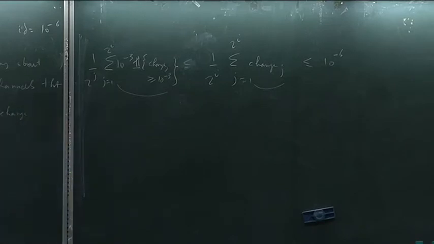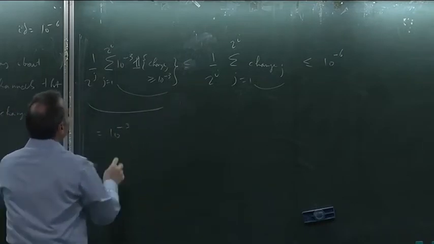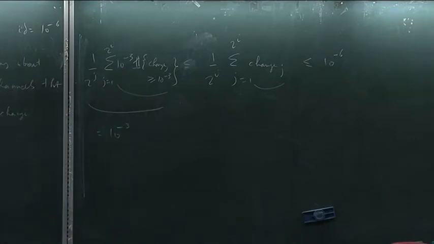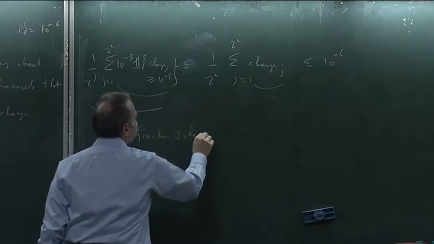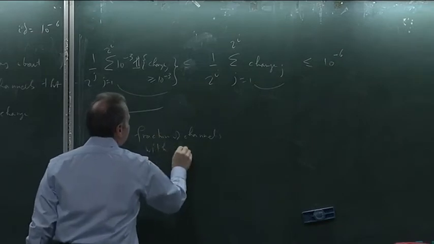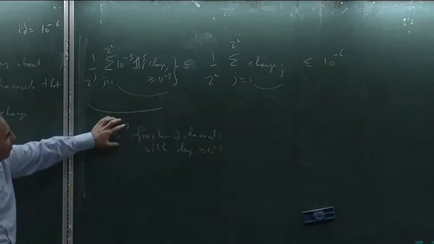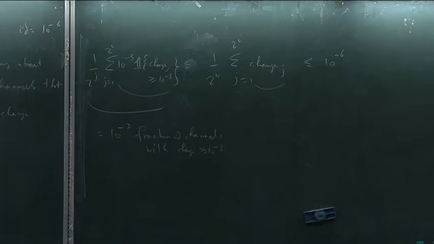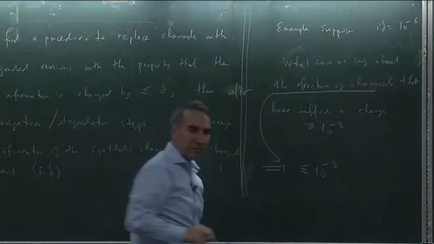If change of j is less than 10 to the minus 3, I lower bound this change by 0. If change is more than 10 to the minus 3, I lower bound by 10 to the minus 3. So this summation is equal to 10 to the minus 3 times the number of channels whose change is more than 10 to the minus 3, divided by the total number of channels. This is exactly the fraction of channels with change more than 10 to the minus 3. So divide everything by 10 to the minus 3. You conclude that this fraction must be less than 10 to the minus 3.